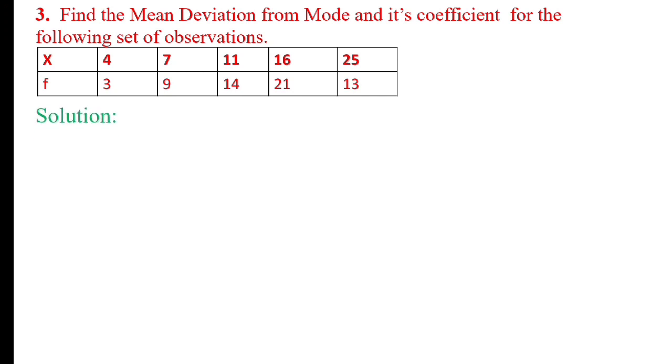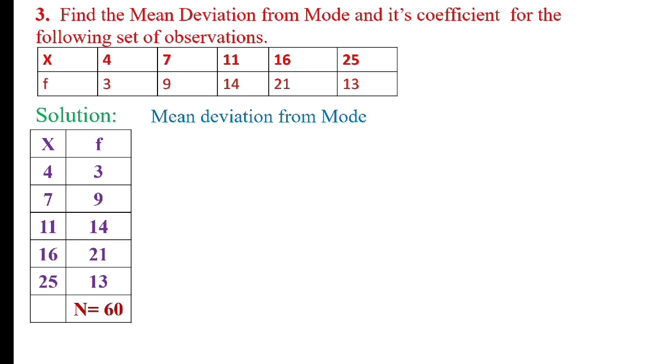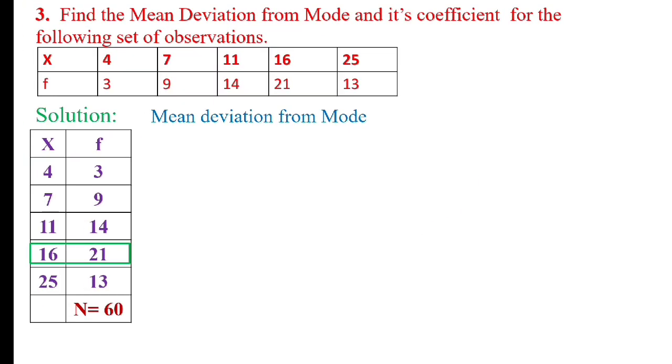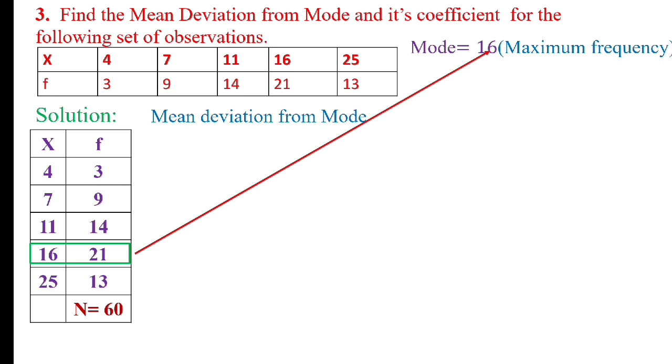Next problem: mean deviation from mode will be written. The vertical form will be written. The total frequency will be considered; it is equal to 60. Here we know that mode equals the value with maximum frequency. Here the maximum frequency is 21, and the x value for that is 16. So mode equals 16.